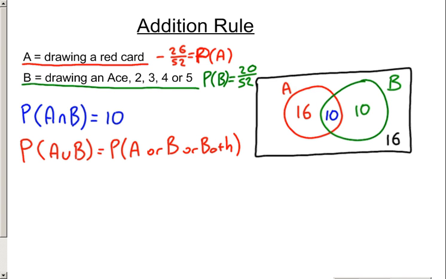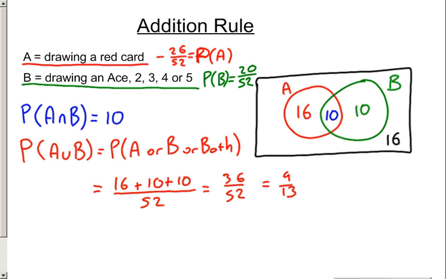So in this case, A or B or both is equal to the 16 plus the 10 plus the 10, out of 52. When we add that up, we get 36 out of 52, which simplifies to 9 out of 13. So to find A or B or both, we added together the 3 numbers, the red number, the blue number, the green number: just the A's, just the B's, and the intersection. Now let's have a look at how we can generalize this.